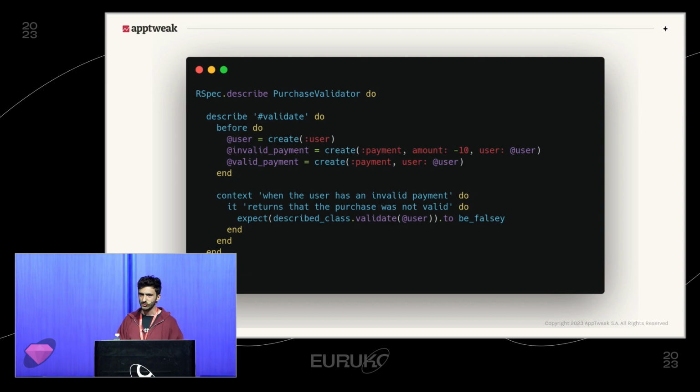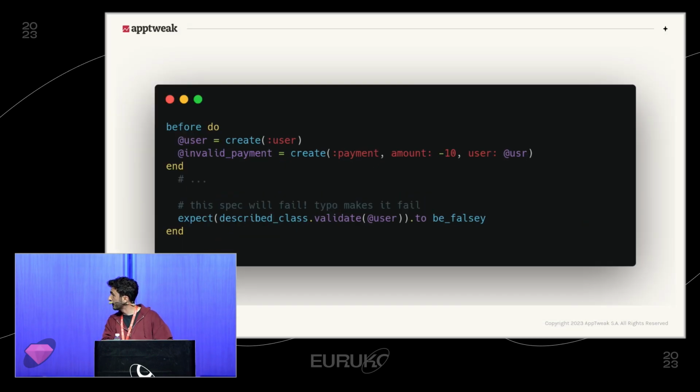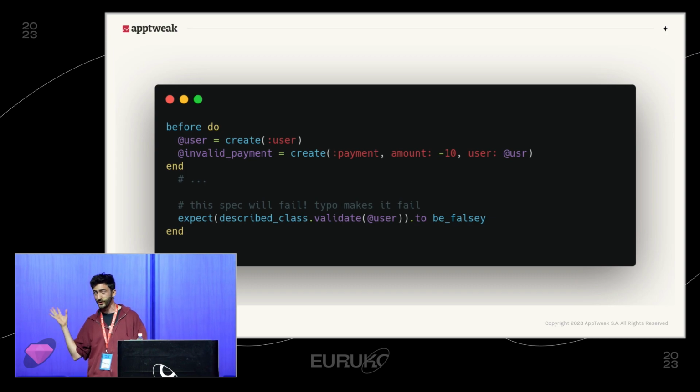And actually, this is not the best way to do this because it uses instance variables. And instance variables in RSpec are kind of discouraged, but not really. But I mean, it has a lot of things in it. And the main problem that I have with them is that if you have a typo inside your test, you may have tests that are not really doing what you think they're doing.